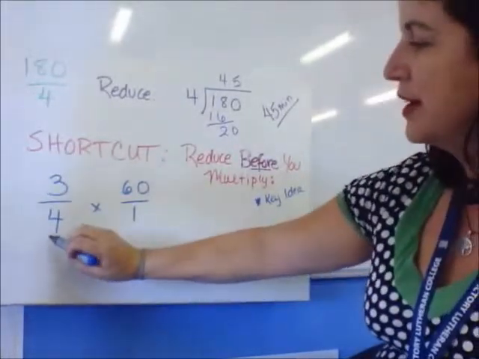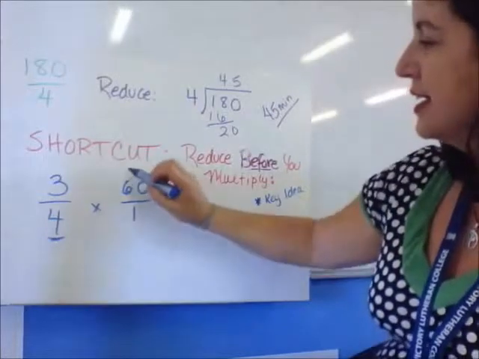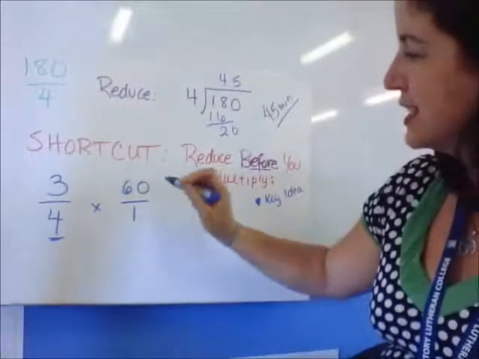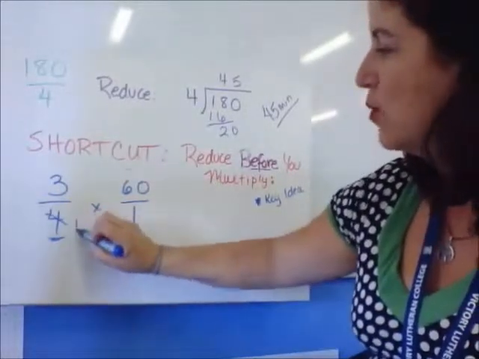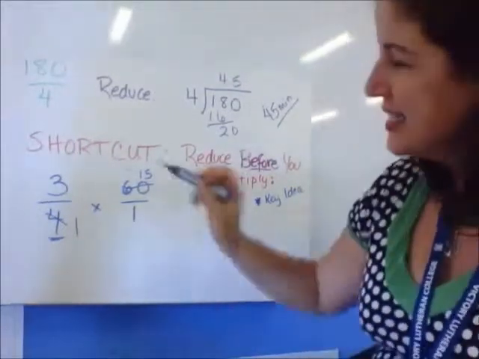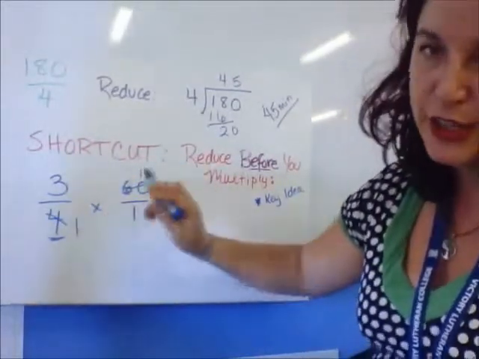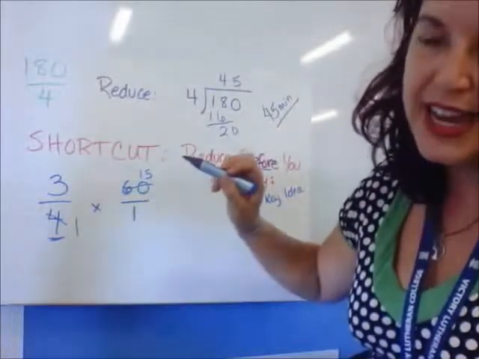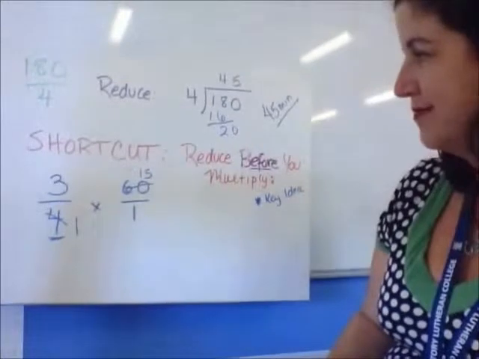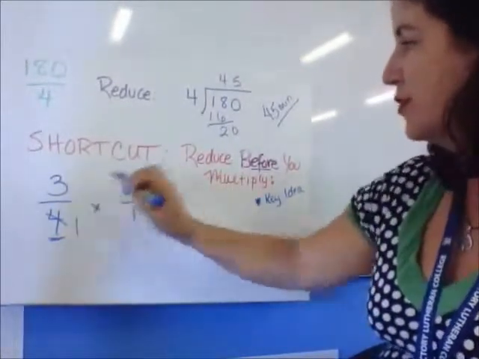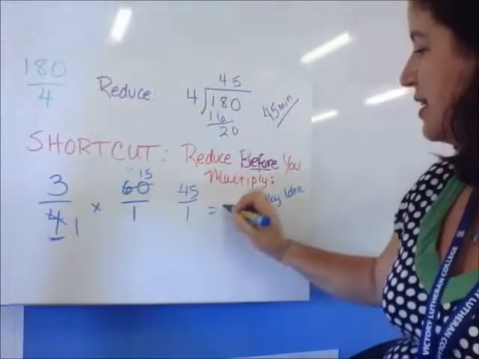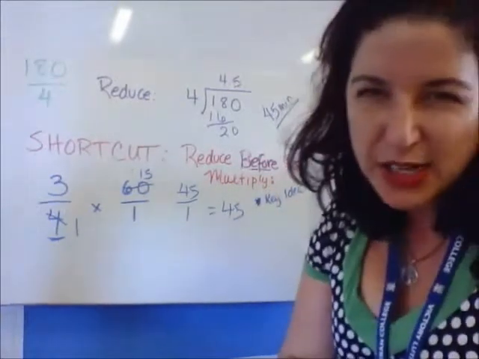So for example, 4 goes into 60. 4 is a factor of 60. So 4 goes into 60 15 times. So you can make that a 1 and then a 15. You see how I did that? It's the same as if that were on top here. So you can only do it with a numerator and a denominator, but you can do it with either side of the multiplication. Okay, so now when we do that, we've got 3 times 15, that's 45. 1 times 1 is 1, and we can see that the answer is 45. That was a little bit easier.